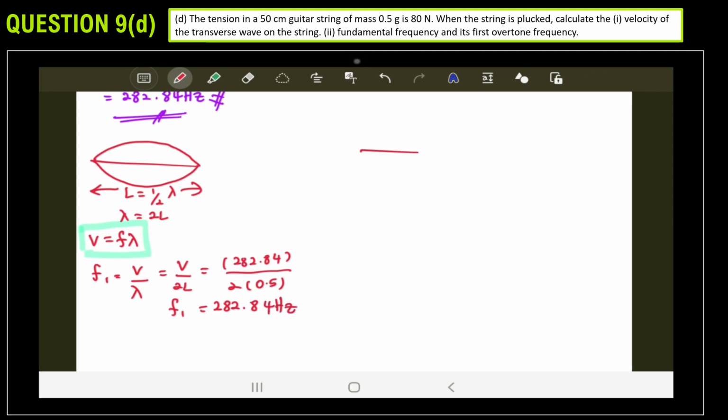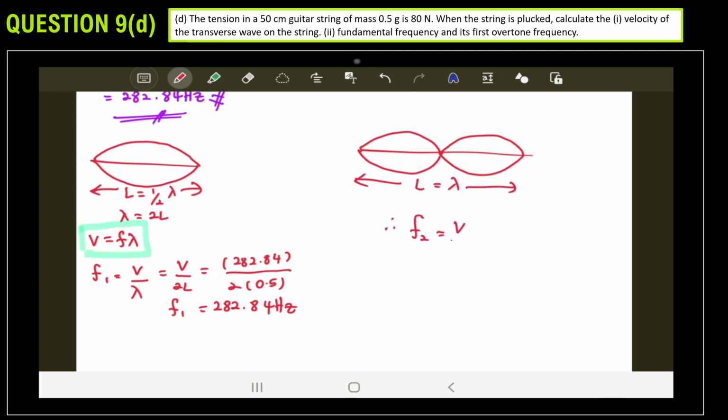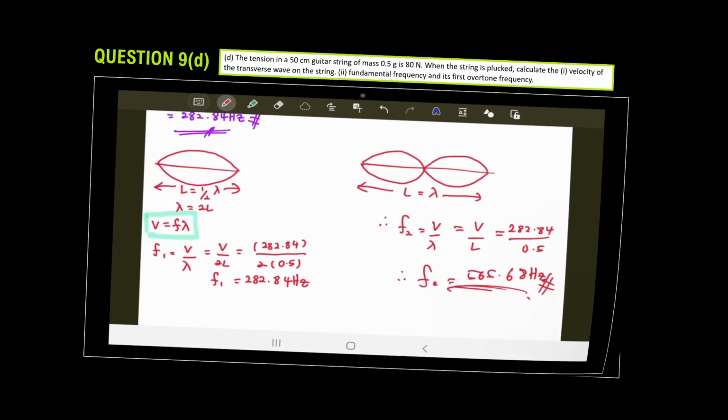Or you can draw for the second harmonic, so 2 times 1, 2. Okay, so L here you can see is equal to lambda. Therefore, F2 is V over lambda, and straightly V over L. So it's equal to 282.84 over the length, which is 0.5. Therefore, F2 is equal to 565.68 Hertz. Okay, that's all for question number 9.